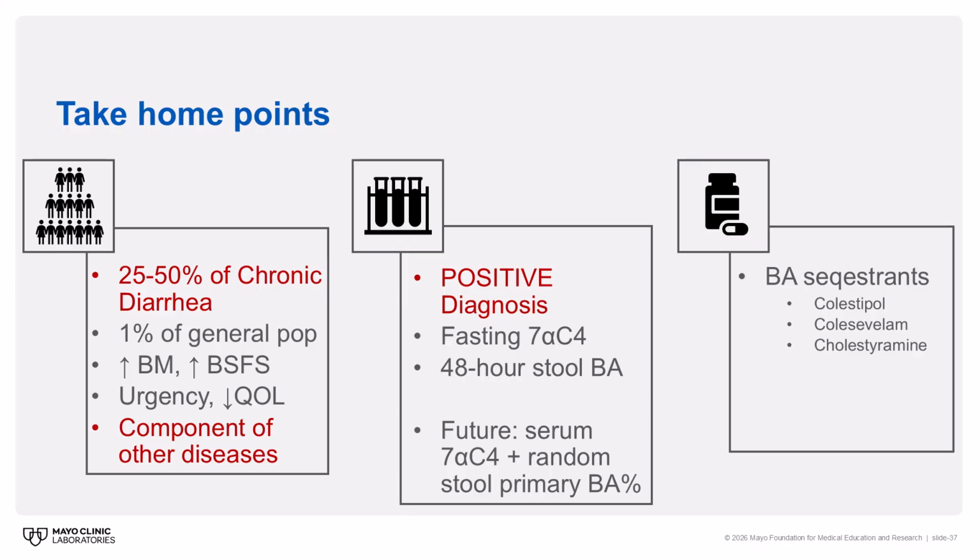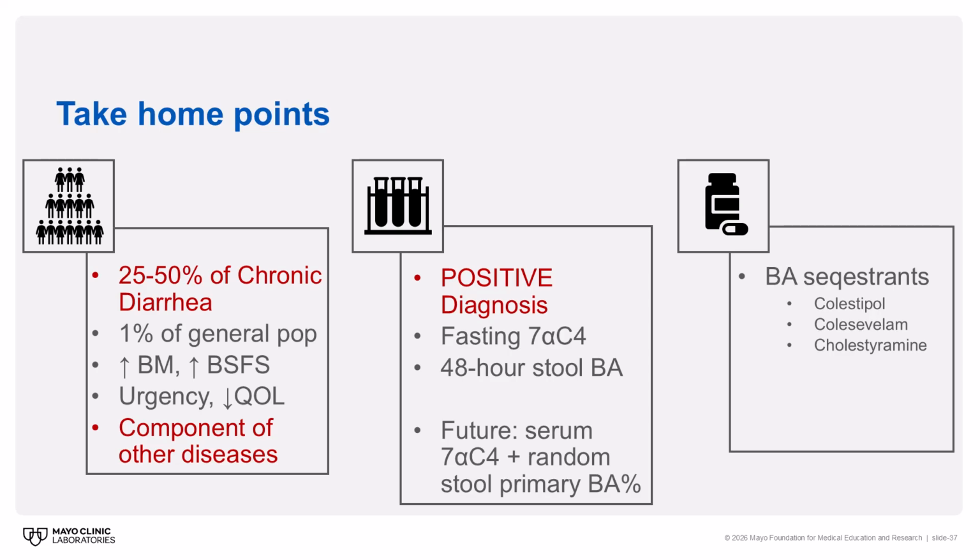So in summary, these are the take-home points from a clinician's perspective. 25 to 50% of patients with chronic diarrhea have bile acid diarrhea. This is about 1% of the general population. It presents usually with an increased frequency of bowel movements, a more loose stool consistency as measured, for instance, by the Bristol Stool Form Scale. Very often the patients have urgency. Some of our patients have told us they have so much urgency that they need to be close to a restroom, close to a bathroom, to avoid the fear of fecal incontinence. And that obviously results in a reduction in their quality of life.